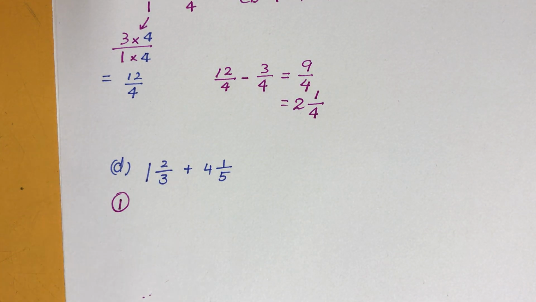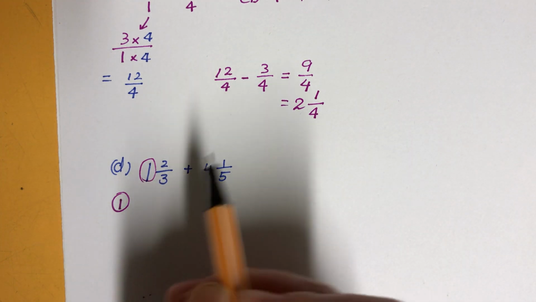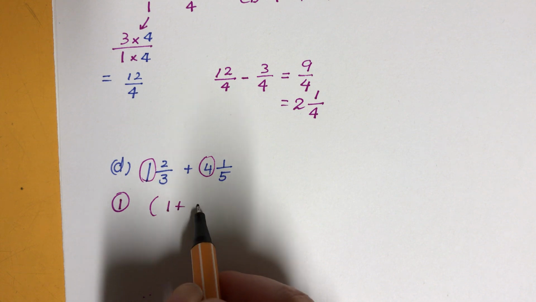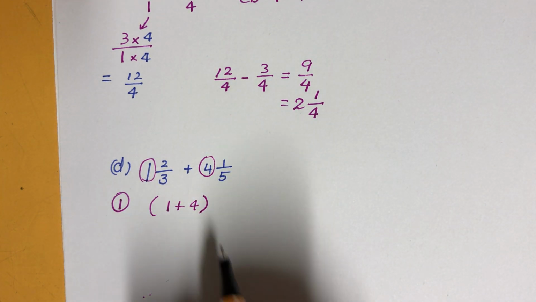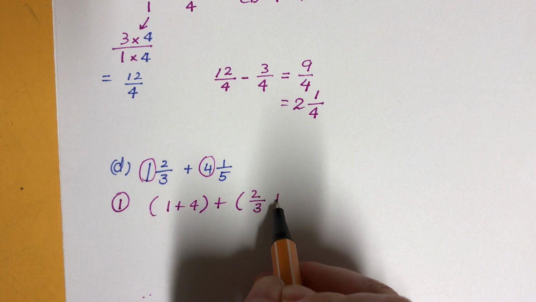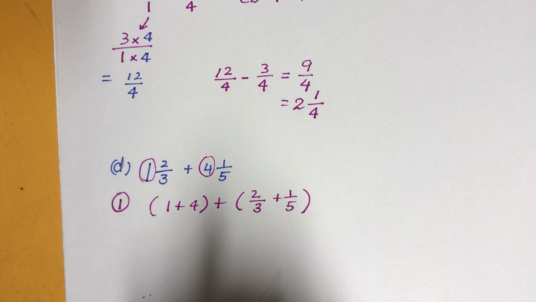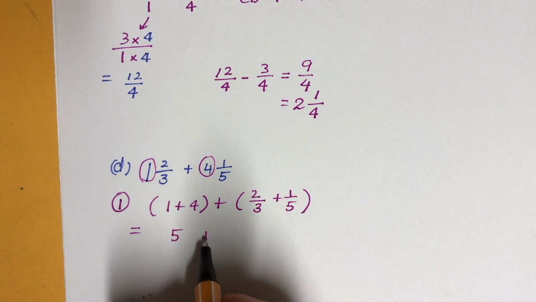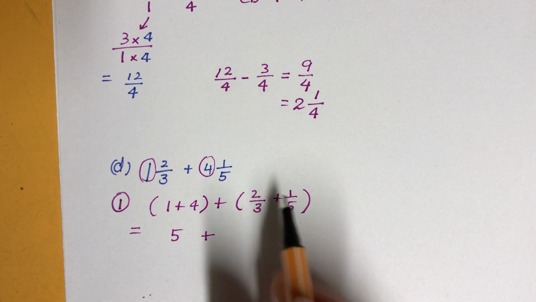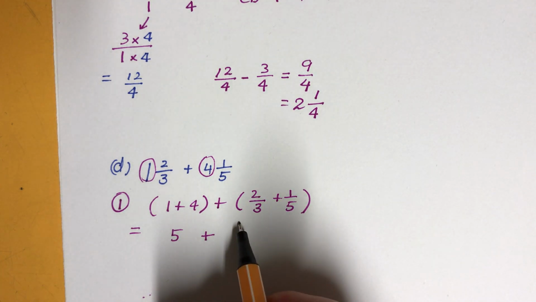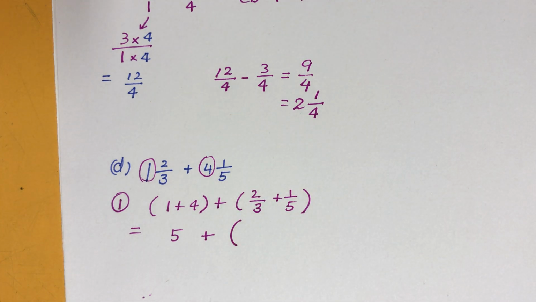So what's the whole number here? These two are my whole numbers, isn't it? So I'm going to put in a bracket 1 plus 4. I'm going to add them together, and add the fractions separately. So that would be 5 plus. Now this one is what we have to do, like in the previous examples we've done. So I'm going to keep them in brackets.